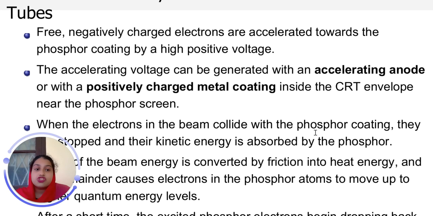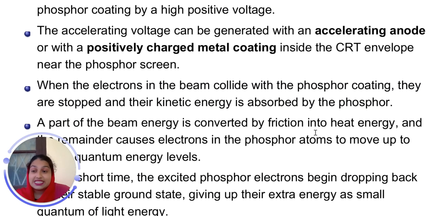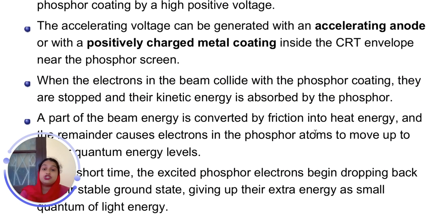The accelerating voltage can be generated with an accelerating anode or with a positively charged metal coating inside the CRT envelope near the phosphor screen.